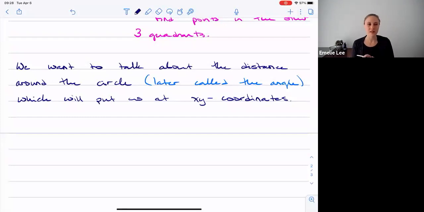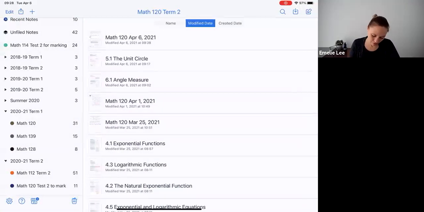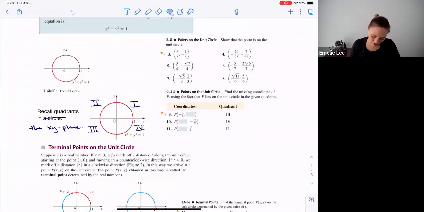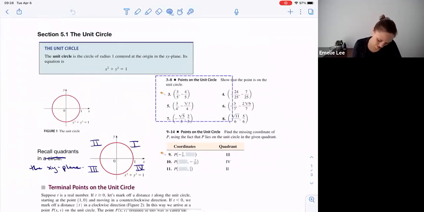So let's start with some little examples here. Let's just confirm that some points are on the unit circle.